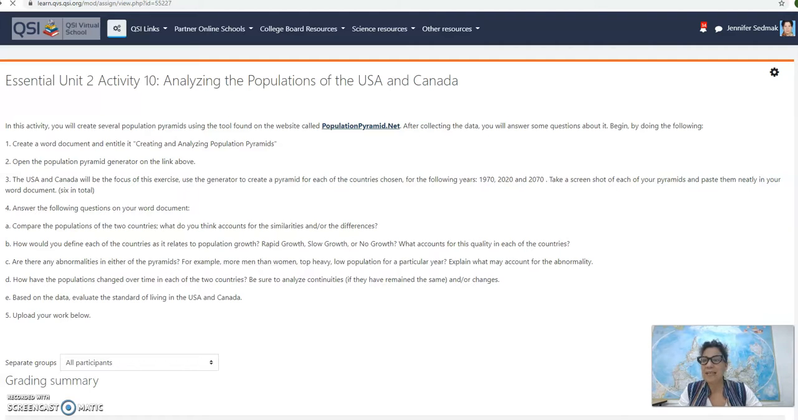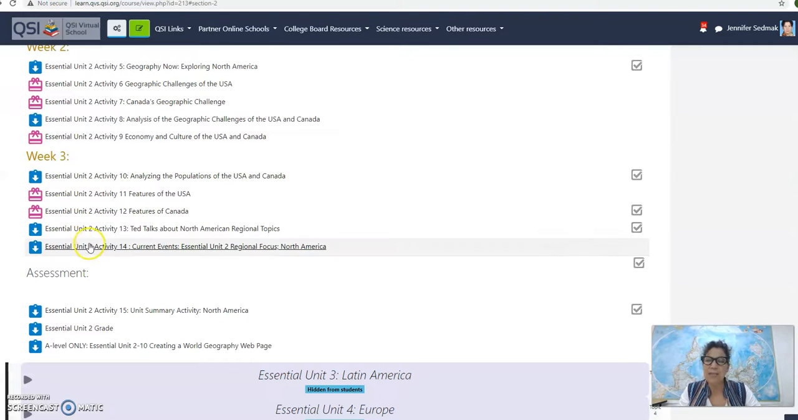Okay, so that's the first activity for this week. Again, it shouldn't be too troublesome for you because you've already used that pyramid generator, but just be mindful that in this activity, your focus is the United States and Canada. And then moving further into the week, we're going to take a look at some of the features of the US and Canada as it relates to their different sub-regions. So they're both fairly big countries in terms of land area. And in this activity, we'll take a look at the smaller sub-regions of each of them.